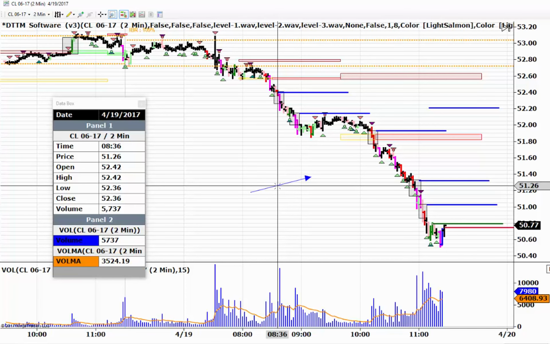So we're out of the trade at 75. We were short at 52.20, and we're out of the trade at 50.75. So that's 145 ticks. 145, that's $1,450 per contract times 4. So what? Just a little bit under $6,000 on that day trade.